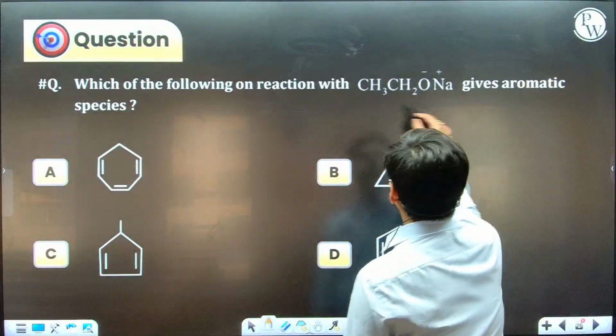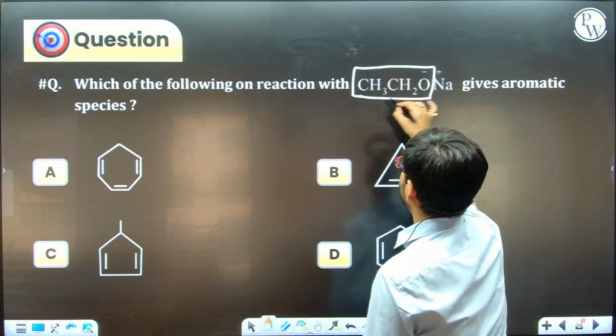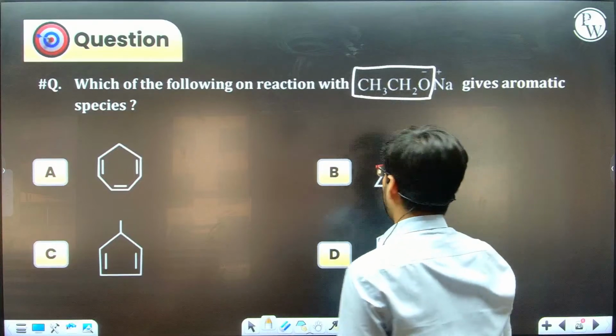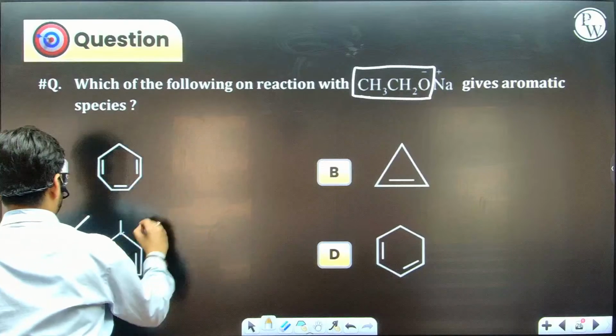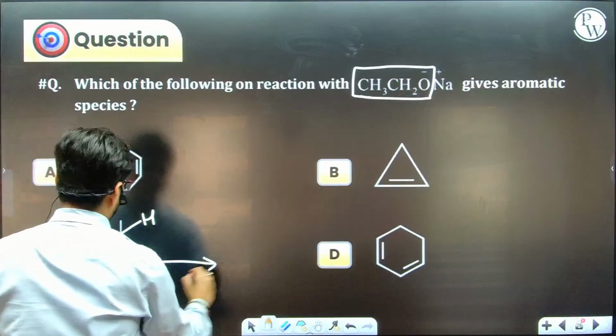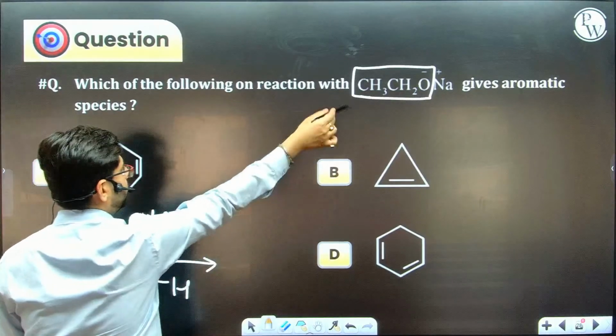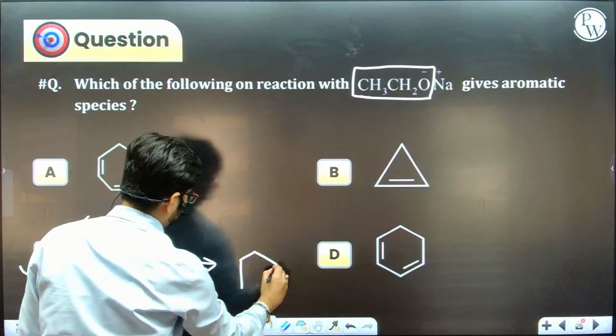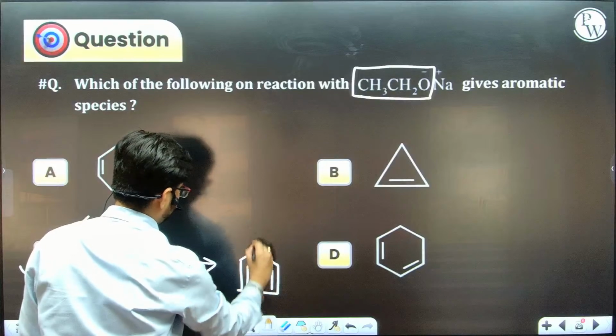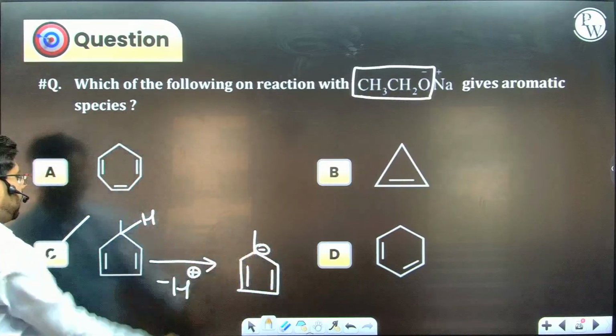Okay, again similar logic. This is a base, a negatively charged species is a base and will take out a proton, and we will realize that C is the answer because C has this hydrogen which is acidic. Once a base, that is CH3CH2O minus in this case, takes out the proton, we will be getting an aromatic species. So very, very desired phenomenon.